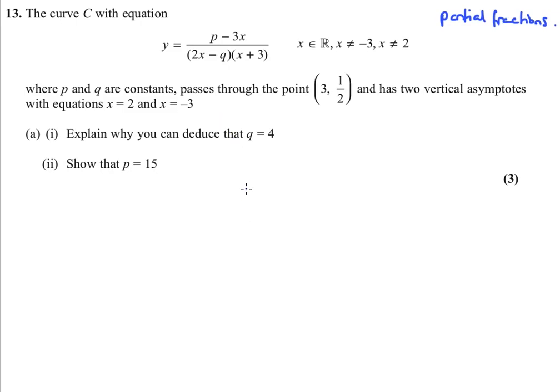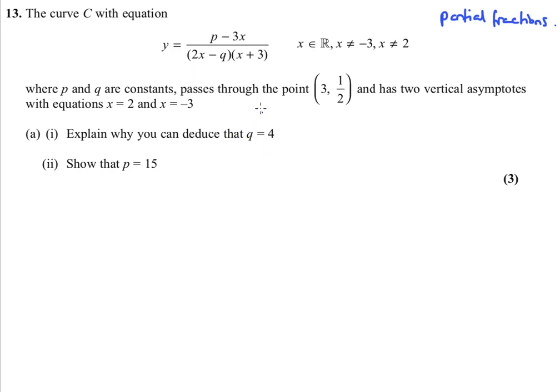Just so that you've got the right path picked out in your head for when they do actually ask you the question. So anyway, it says it goes through the point (3, 0.5) and it's got two vertical asymptotes at 2 and -3. The vertical asymptotes come from these two values here. Vertical asymptotes always happen at values of x that aren't allowed, values of x that aren't possible. So that's what this is asking us about.